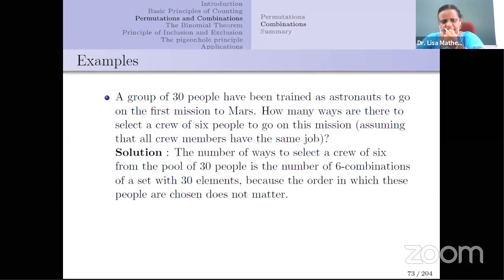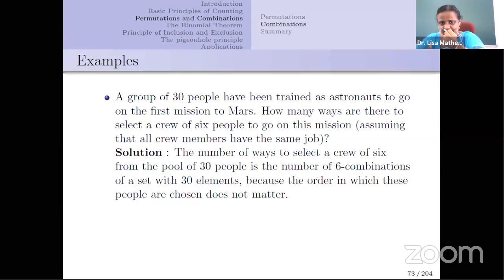Now, the solution for that question is that the number of ways to select a crew of 6 from the pool of 30 people is the number of 6-combinations of a set with 30 elements, because the order in which these people are chosen does not matter.